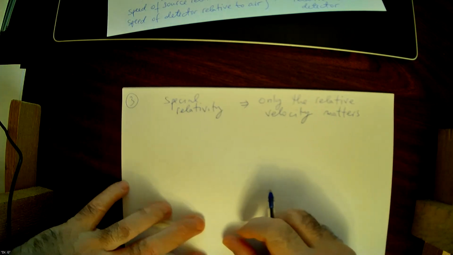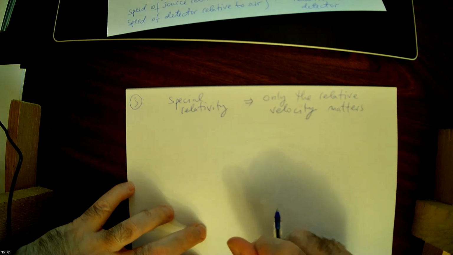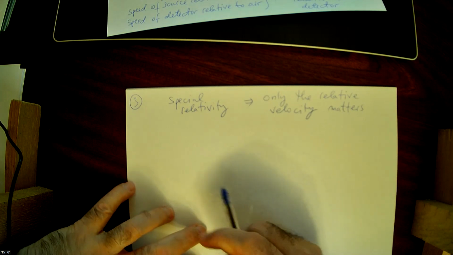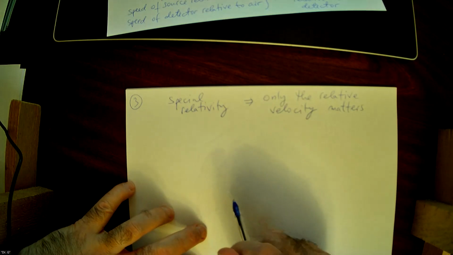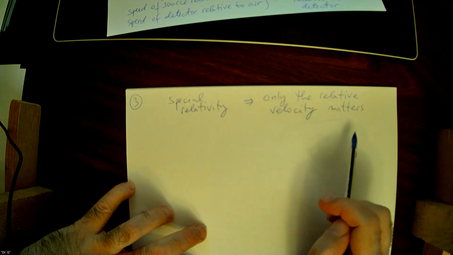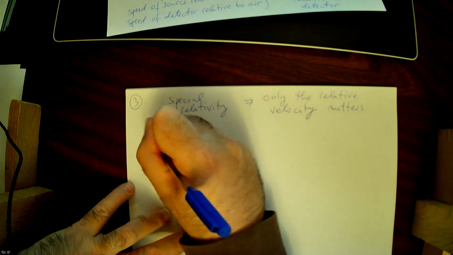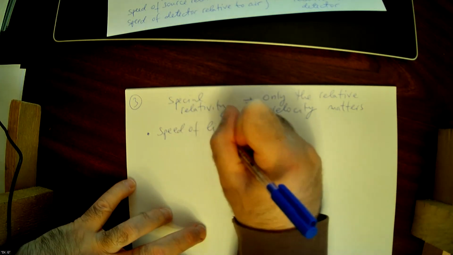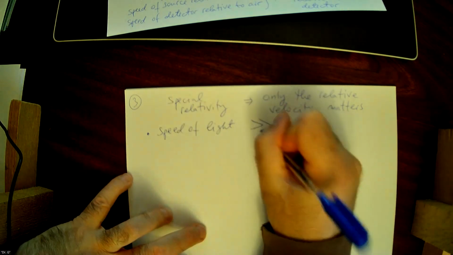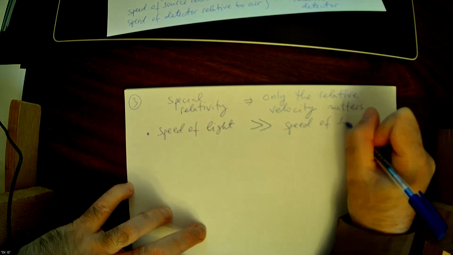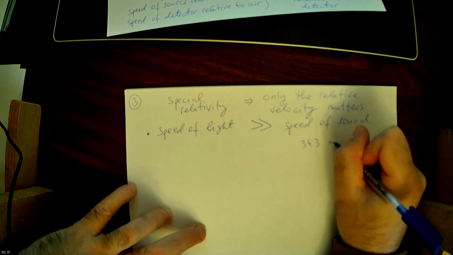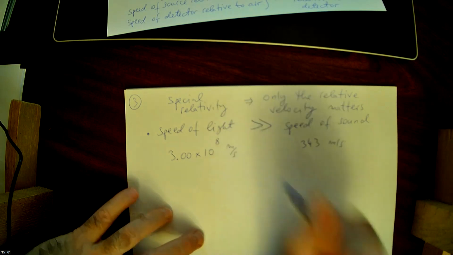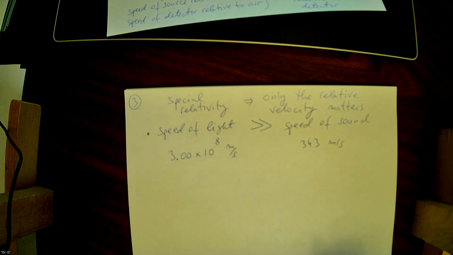Okay. So that's one big difference between the acoustic Doppler effect and the relativistic Doppler effect. We have to make this relative velocity show up. And another important difference is that the speed of light is much, much greater than the speed of sound. Speed of sound, 343 meters per second. Speed of light, 3.00 times 10 to the 8th meters per second. Much, much bigger.